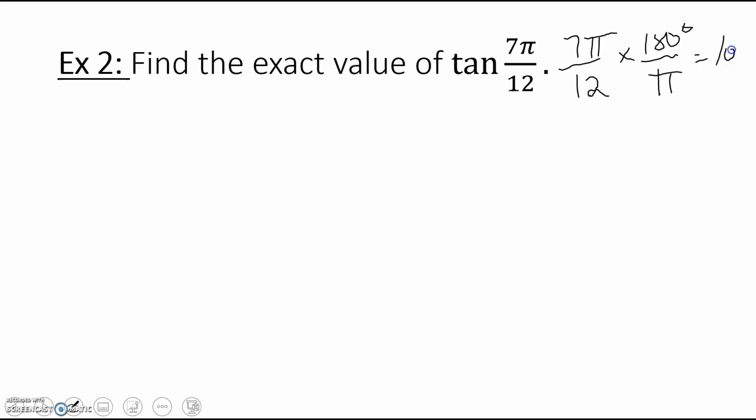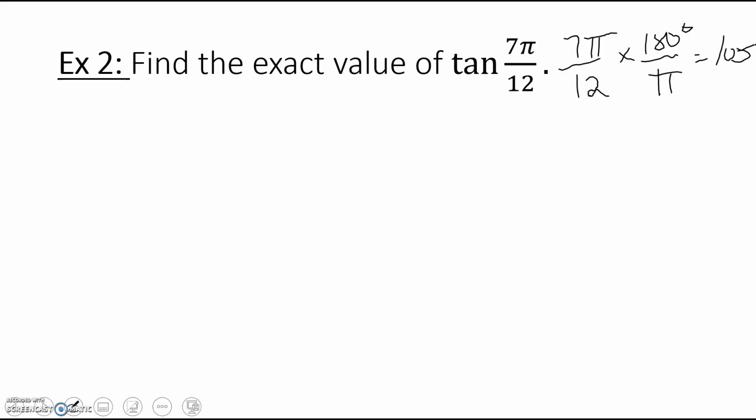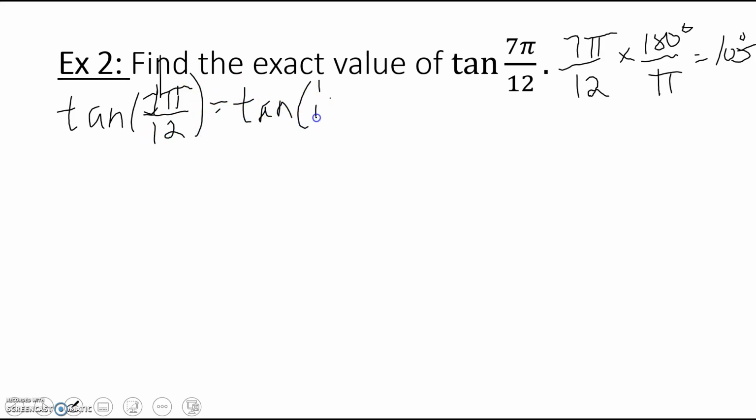So this is 105 degrees. I'm too close to the edge, so it won't let me fix my 5, but that's 105 degrees. So the tangent of 7 pi over 12 is equal to the tangent of 105 degrees. And I know that 105 degrees can be broken down into 60 degrees plus 45 degrees.